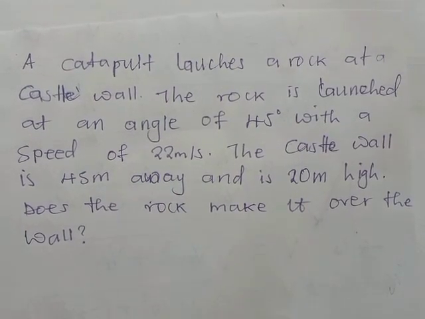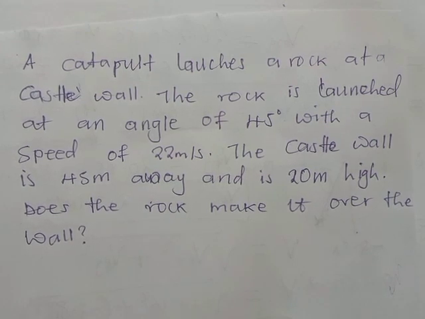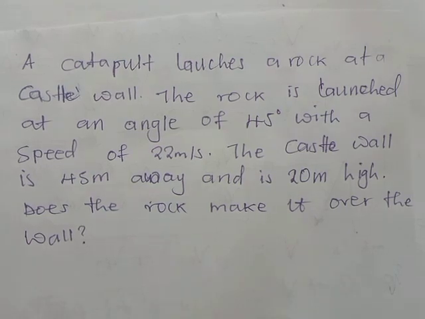Welcome to projectile motion. We are going to solve another question based on projectile motion. So the question goes like this. They're saying a catapult launches a rock at a castle wall. The rock is launched at an angle of 45 degrees with the speed of 22 meters per second.